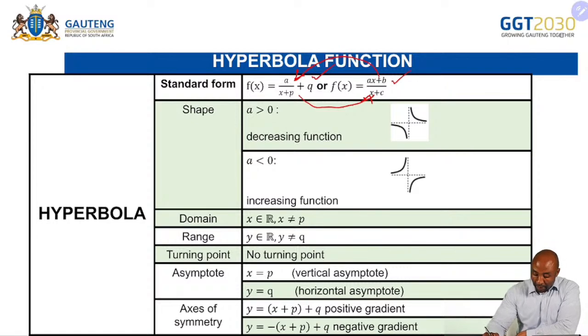Then there is another one that our examiners like. They can give us the equation in the form y minus q times x plus p is equal to a.